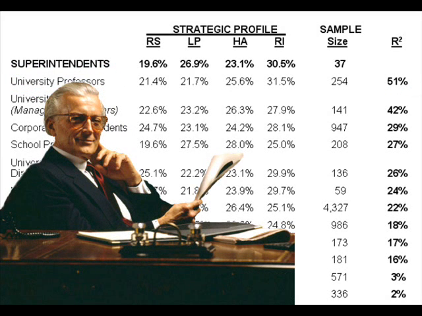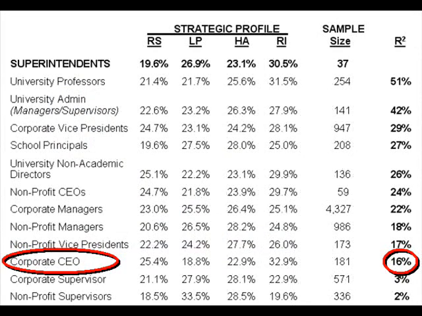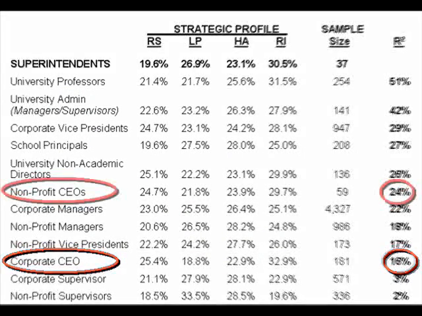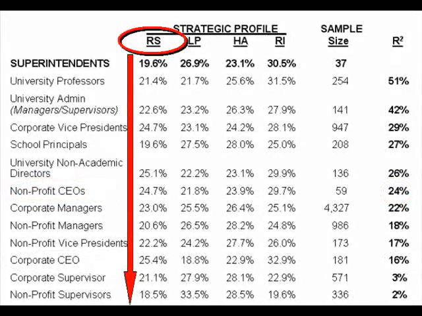While the profile is unique, the job isn't. A CEO is a common comparison point. Both roles, CEO and superintendent, set policy, make strategic decisions, and monitor performance. But the match with CEOs of for-profit firms is among the weakest at 16%. And the match with nonprofit CEOs is not much better at 24%. Let's look at the pieces that make up the superintendent's overall profile to help isolate the differences.